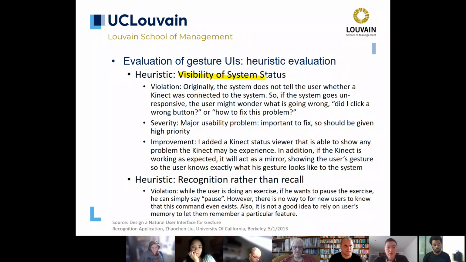One of them says the system status should be always visible. Again, this is a general purpose heuristic, nothing specific to gesture, but still applicable. And here is some feedback that was collected in the paper below when they performed a heuristic evaluation of a gesture-based system. There was a violation because originally the system does not tell the user whether the Kinect device was connected and on. So the participant did not know whether the Kinect was switched on, whether it is working, and properly recognizing the gestures, yes or no. So this was considered a major usability problem and important to fix. So for improvement, we should add a Kinect status viewer.